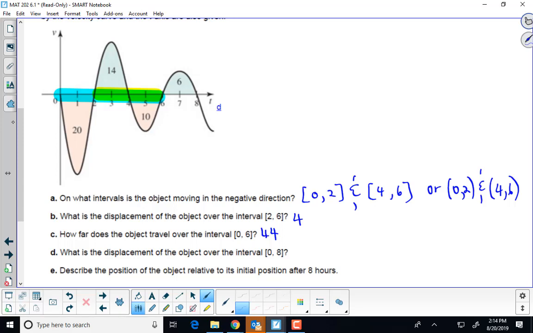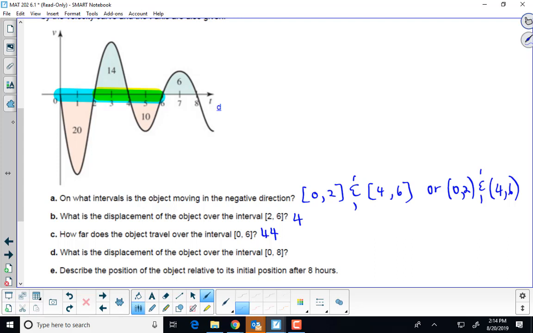We could have started at 10 and ended up at 0. We could have started at 5 and ended up at negative 5. So displacement doesn't give us any indication of where our initial position is. It just tells us what the change in position is, but it doesn't give us any indicator as to what the initial position is.